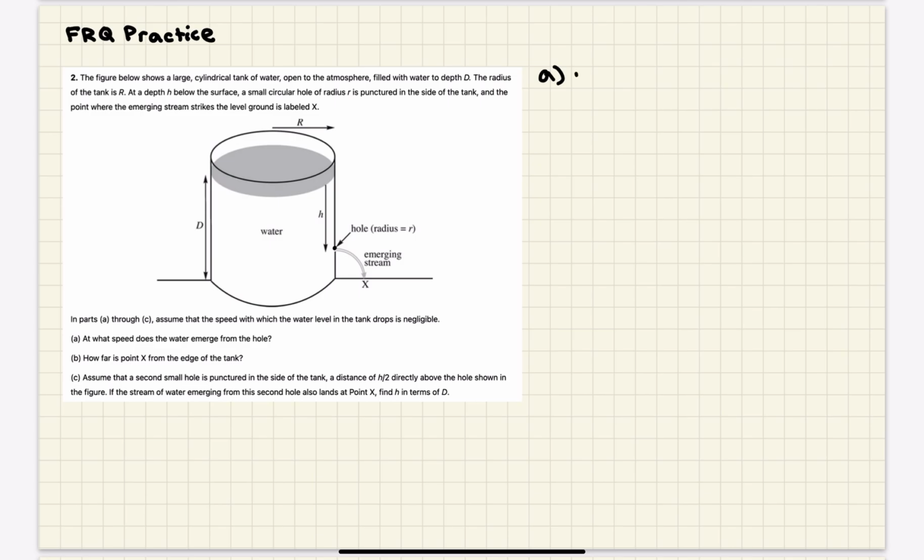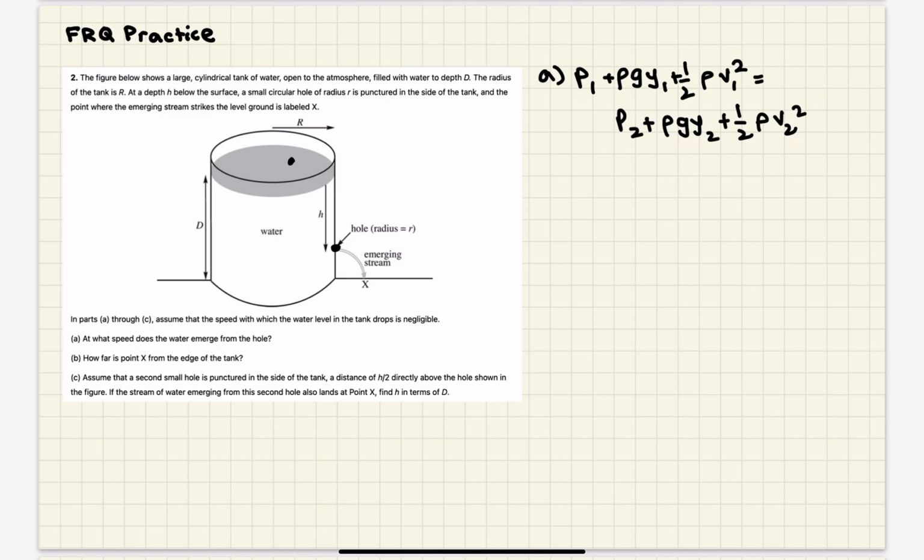Let's start with Bernoulli's equation. P1 plus rho g y1 plus 1/2 rho v1 squared is equal to P2 plus rho g y2 plus 1/2 rho v2 squared. Okay, looks complicated. Don't worry though. Let's say point 1 is somewhere on the surface of this water. It doesn't matter where, because Pascal's principle tells us that the pressure is going to be the same everywhere. P2 is going to be the hole right here.